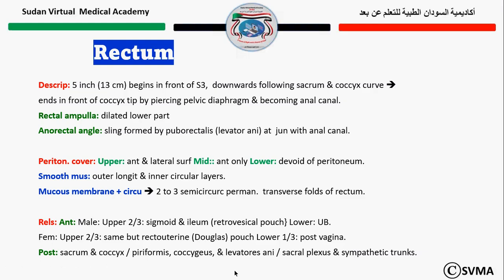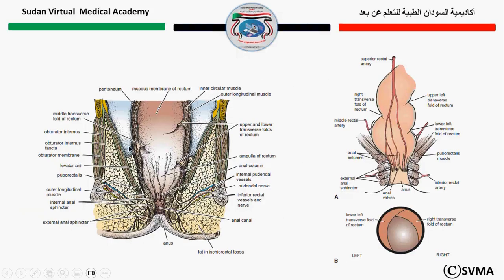Now we move to the rectum. As we said in the sigmoid colon, the rectum starts at the end of the sigmoid colon, so it starts in front of S3, which is the third sacral vertebra, and as I said, it's 5 inches long. The sigmoid colon is 10 to 15 inches long. The rectum is shorter, it's 5 inches long, and it starts where the sigmoid colon ends, which is in front of S3. It goes downwards following the sacrum and coccyx curve.